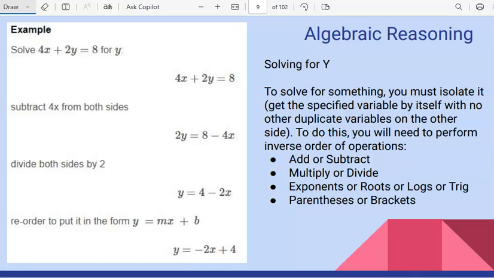Solving for y. To solve for something, you must isolate it. Get the specified variable by itself with no other duplicate variables on the other side. To do this, you'll need to perform inverse order of operations. Add or subtract, multiply or divide, exponents or roots or logs or trig, parentheses or brackets. So it's just reverse PEMDAS.